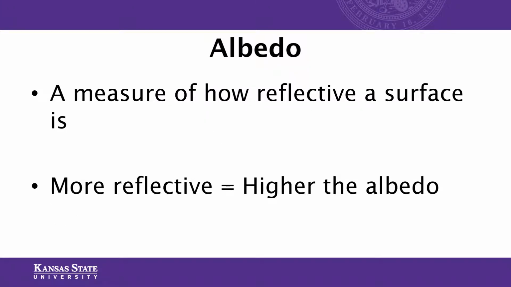Another important factor in our Earth's climate, and also a natural factor, is this concept called albedo. Albedo is a measurement of how reflective a surface is. The more reflective a surface is, the higher the albedo. If you think about a mirror versus a black piece of paper, the mirror is going to be more reflective and have a higher albedo. The black piece of paper is going to be less reflective, with a lower albedo.